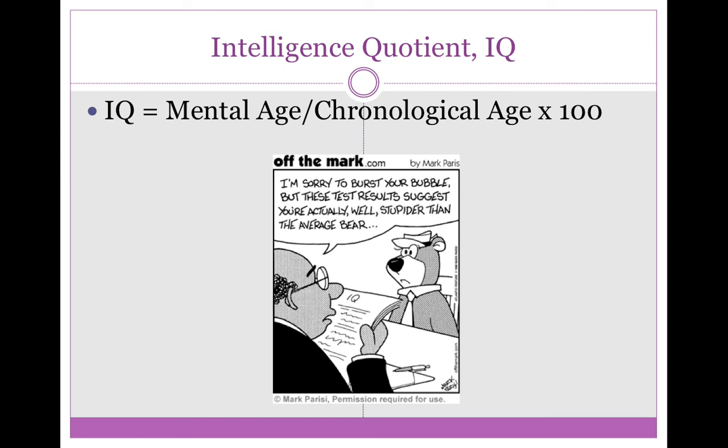So for example, if I was a 10-year-old and could answer questions of a 13-year-old, I would take 13 divided by 10, multiply it by 100, and my IQ would be 130, above average. If I was a 13-year-old but was only able to answer questions of a 10-year-old, I would take the mental age of 10 divided by 13 multiplied by 100, and my IQ score would be that of 77, well below average. You will need to be able to do this on the test without using a calculator.